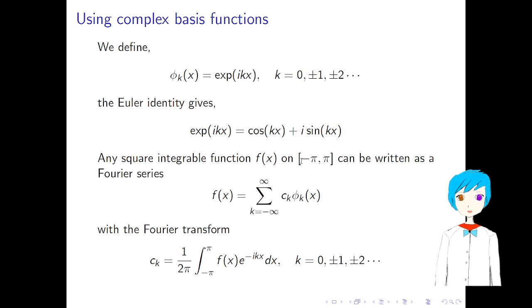F of x is the summation, k goes from minus infinity to infinity, ck phi k of x, with the Fourier transform calculated for ck. ck is 1 over 2 pi times the inner product of f of x and e to the power ikx. Here, this inner product is the inner product for complex numbers. The inner product of two functions u and v is the integration of u and v conjugate.